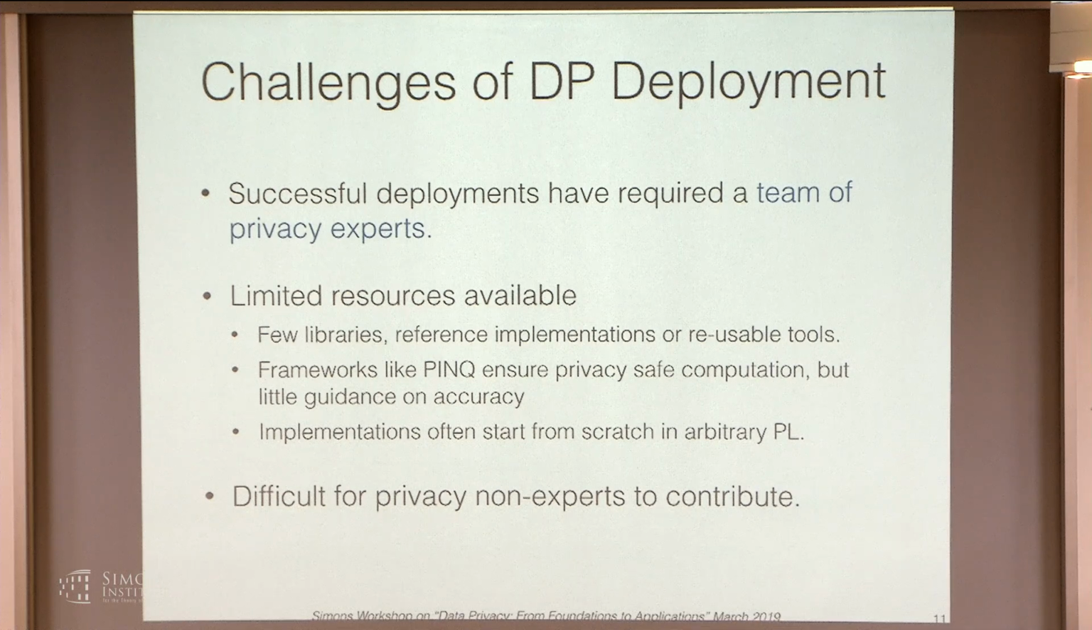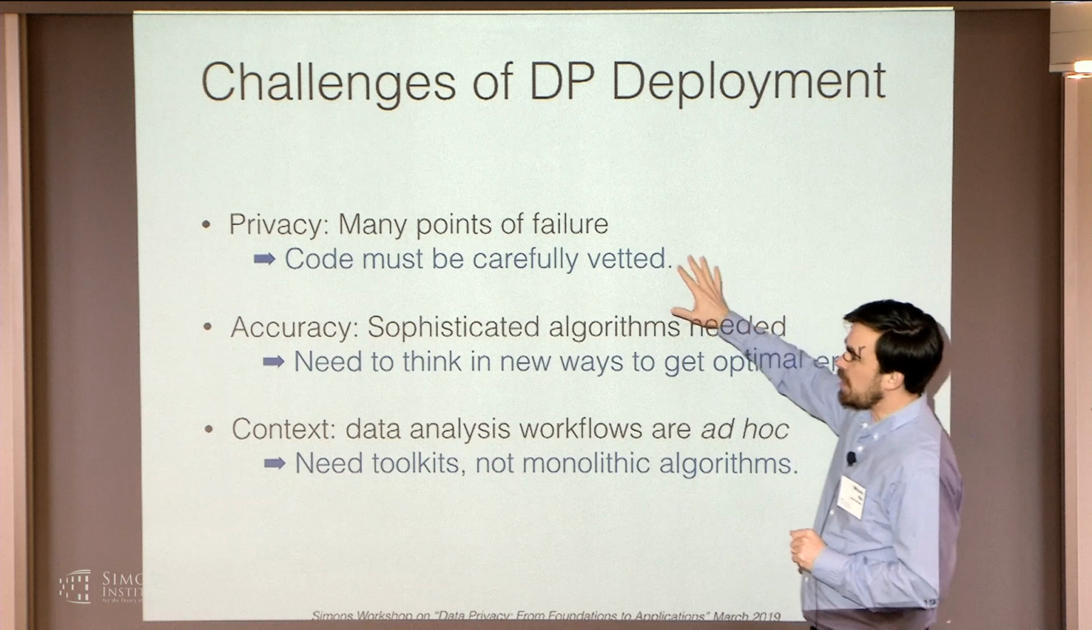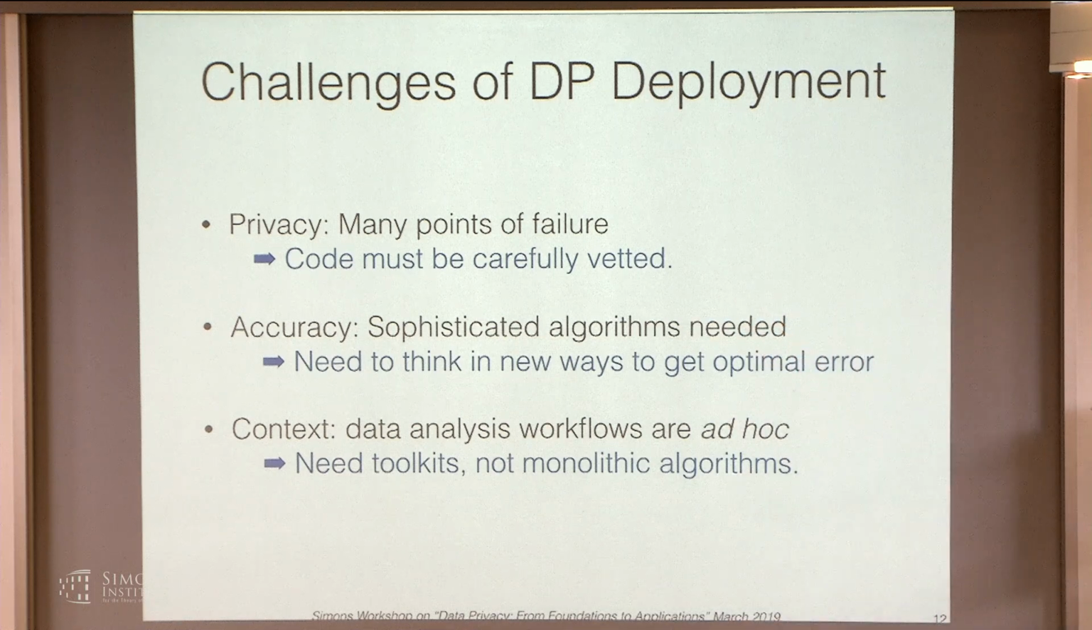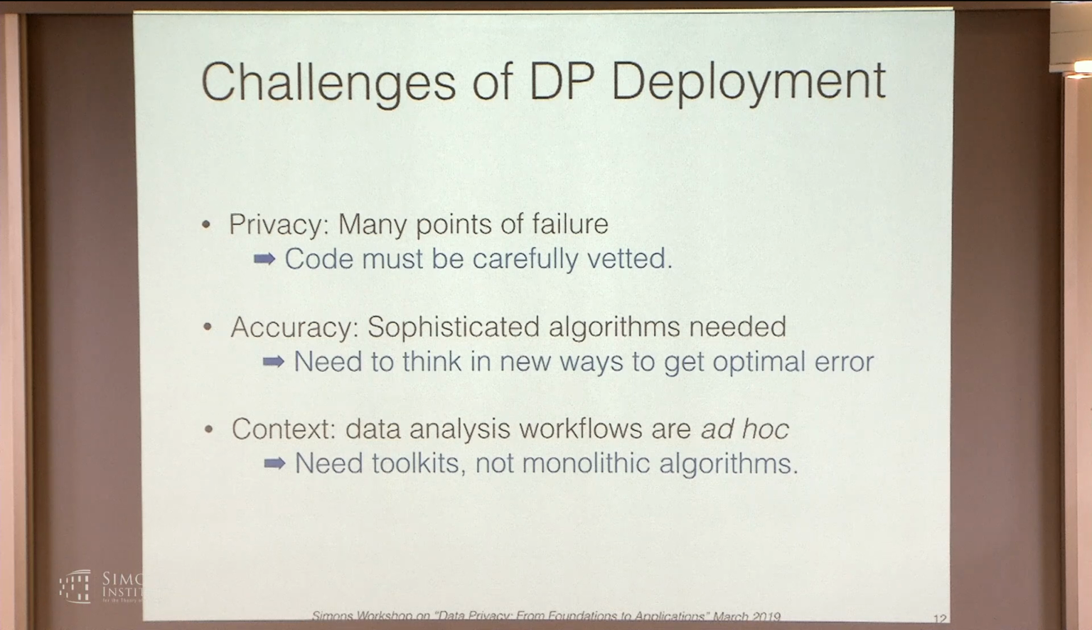I think in particular, it's very difficult for non-experts to contribute to these deployment efforts because there's just so many ways in which you can make mistakes. Privacy is very difficult to get right. Even when you want to get highly accurate answers, sometimes you need to leverage sophisticated algorithms and maybe do things that are somewhat counterintuitive, thinking really critically about the measurements that you take. And then typically in a deployment, the context really matters. The particulars of the data that you're working with, invariants that may apply, structural zeros, all those things come into play.